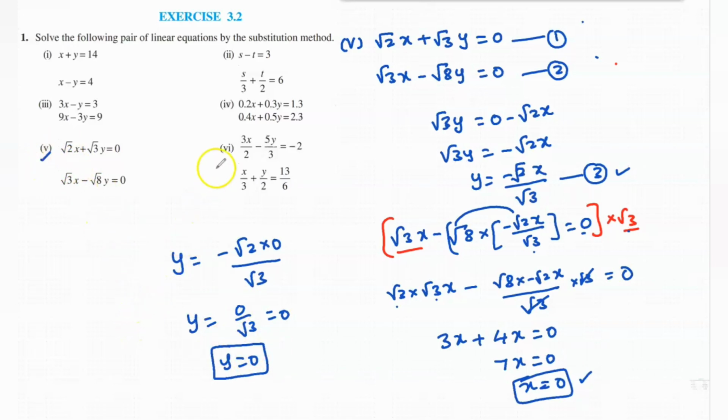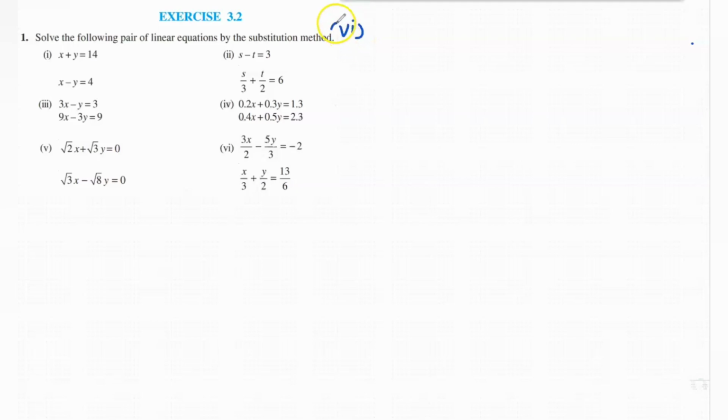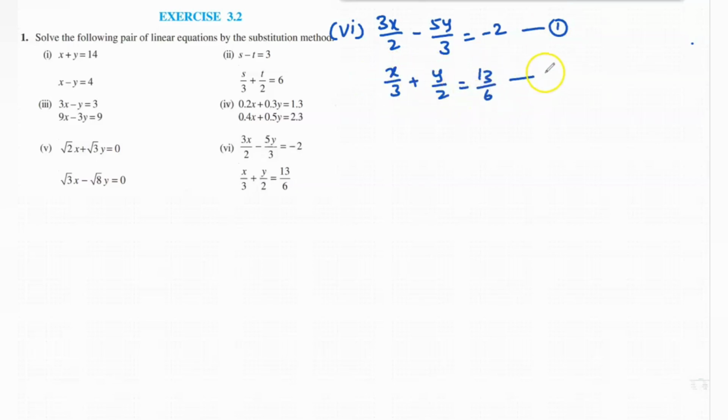Okay, coming to question number 6 now. The question number 6 is 3x by 2 minus 5y by 3 is equal to minus 2. Let it be equation number 1. And x by 3 plus y by 2 is equal to 13 by 6. Let it be equation 2. The second equation is a little bit easier than the first equation.